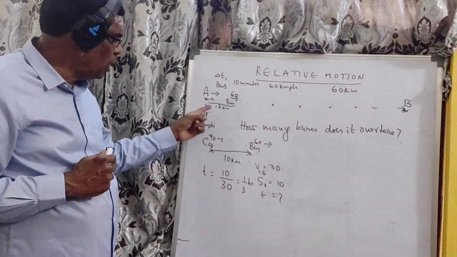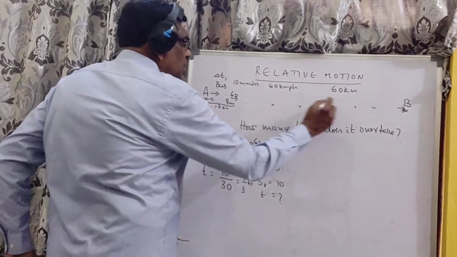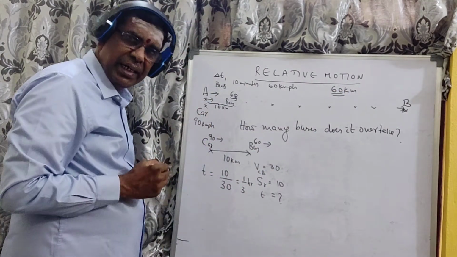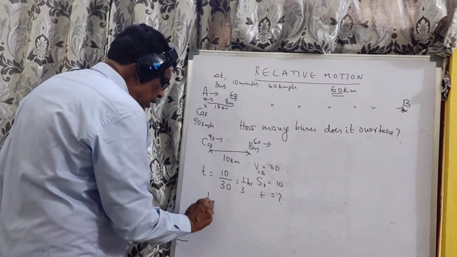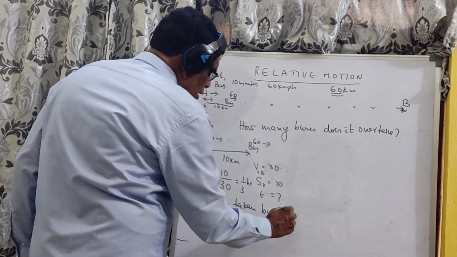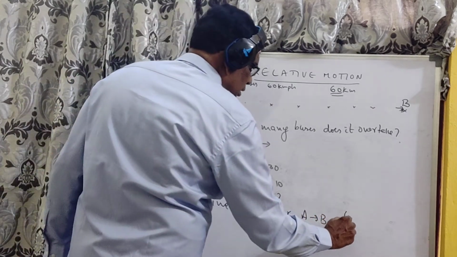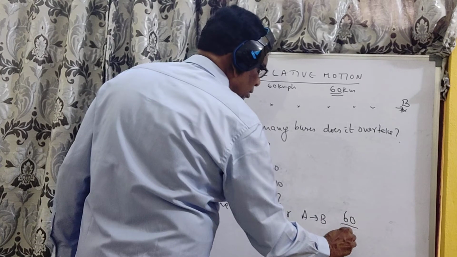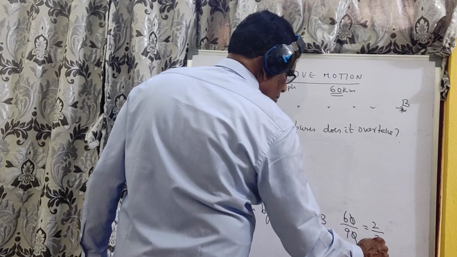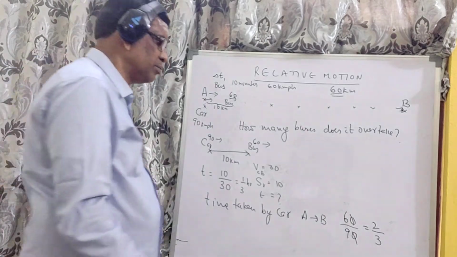Okay? What time does the car take to reach B? What is the total distance? You have already written 60 kilometers. So the speed of car is 90. So the time taken by car from A to B. How much? 60 kilometers by 90. So it will hardly take 2/3 of an hour.